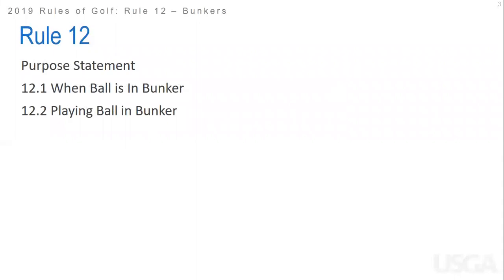You can see here it's broken into two parts, 12.1 and 12.2. 12.1 is when a ball is in a bunker. 12.2 is playing a ball in a bunker.